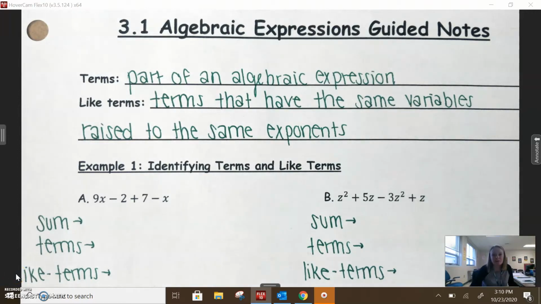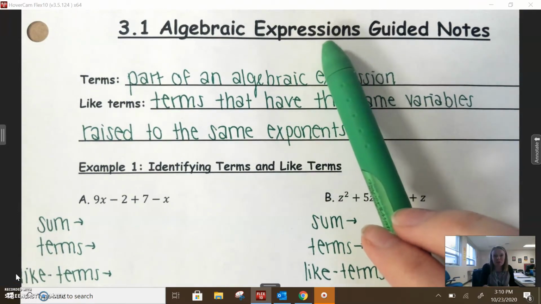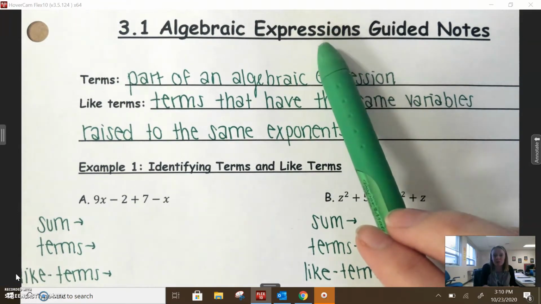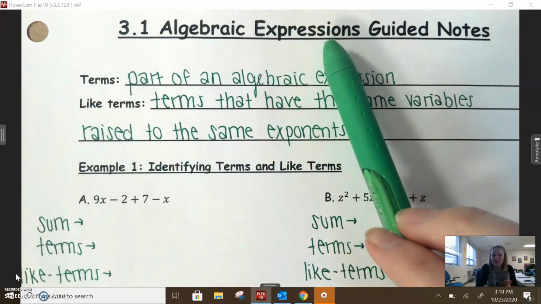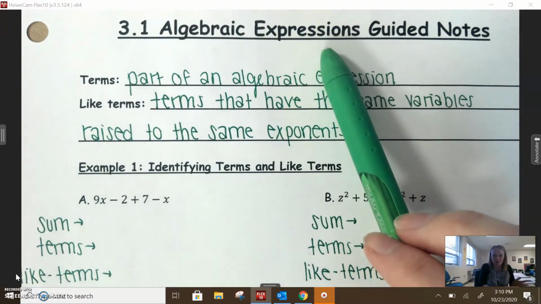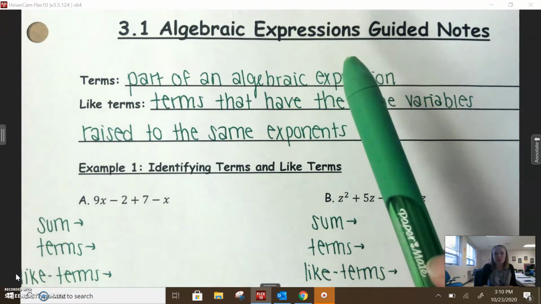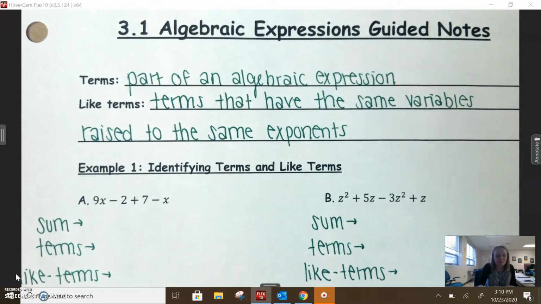So today we're going to be talking about algebraic expressions. The main difference between an expression and an equation is that an expression does not have an equal sign and an equation does have an equal sign. So everything that we're dealing with today does not have an equal sign on it.